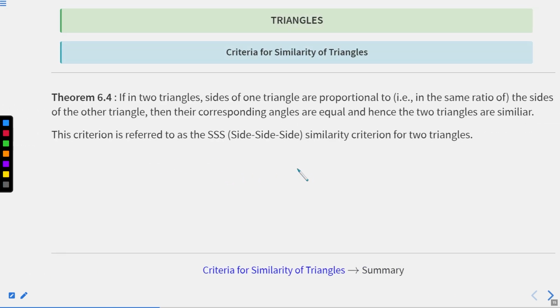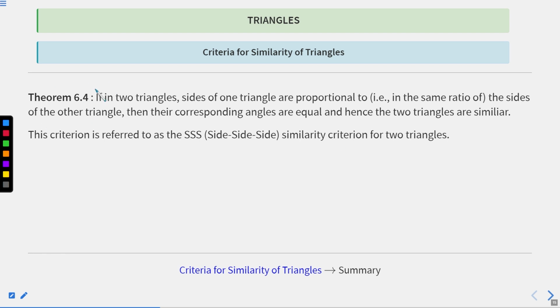Okay, so here we have Theorem 6.4. If in two triangles, sides of one triangle are proportional to, that is in the same ratio as, the sides of the other triangle, then their corresponding angles are equal, and hence the two triangles are similar. Okay, so this theorem is actually the converse of Theorem 6.3.